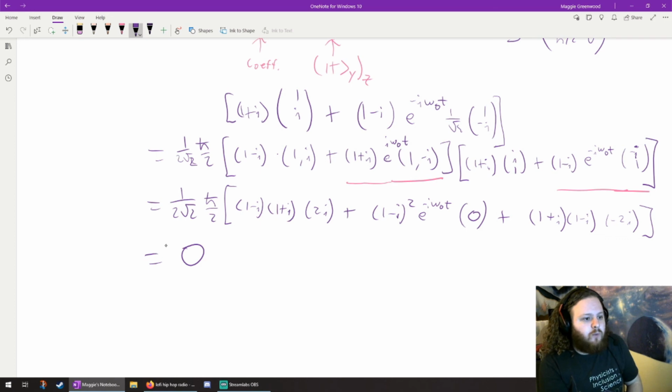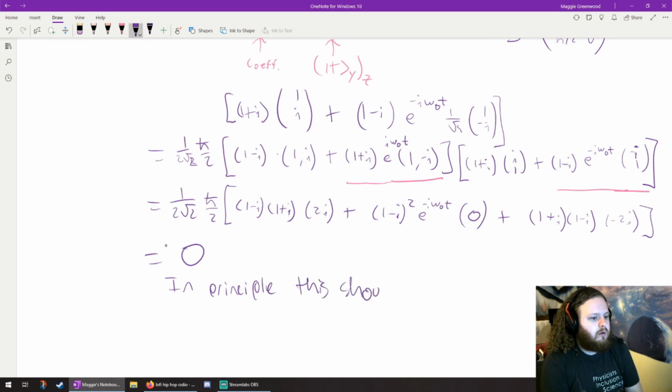And in principle, these two bits in pink would not have canceled out with one another. There would have been some mixing going on. You would have found some sines or cosines that you normally do when you do problems like this. I found 0 because I picked a trash state to start with. So in principle, this should depend on time.